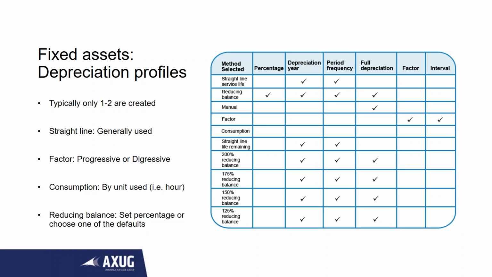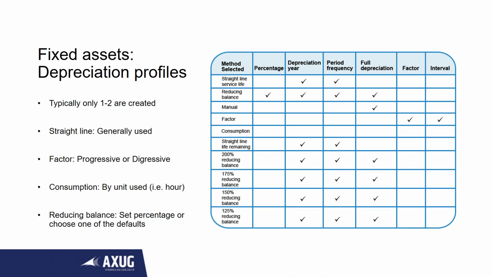We have a manual depreciation schedule. So this is literally where you create your own depreciation schedule in the module. We have the factor depreciation method. This can be either progressive or digressive, which means that the depreciation would increase on an exponential scale for progressive factor depreciation, and then for digressive, it would decrease exponentially. So just another option.